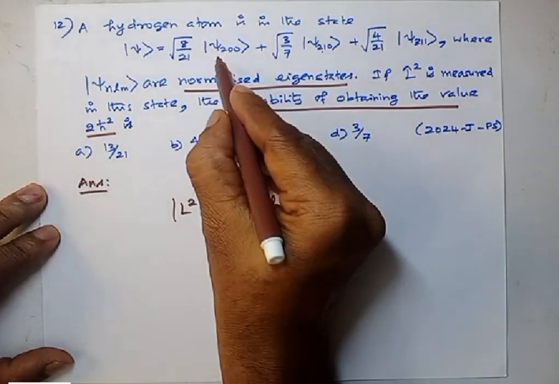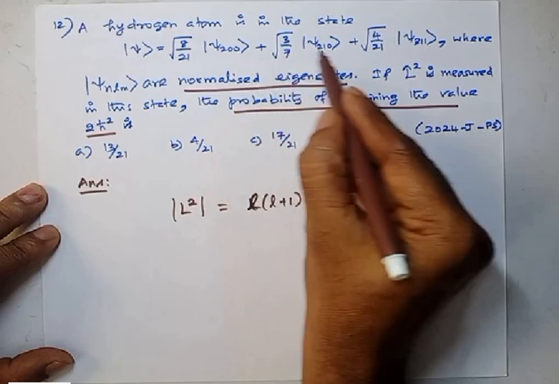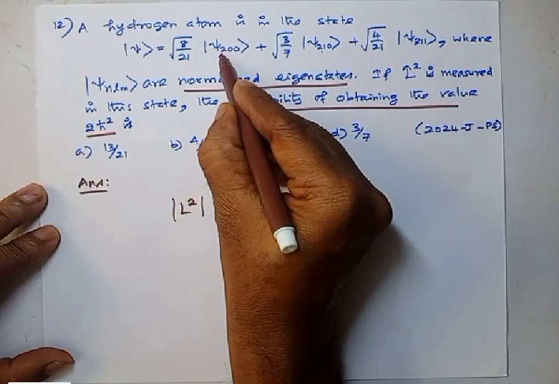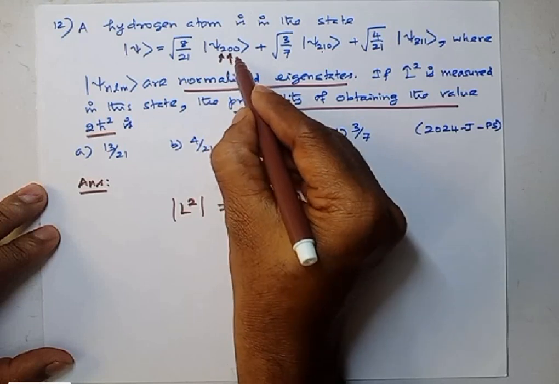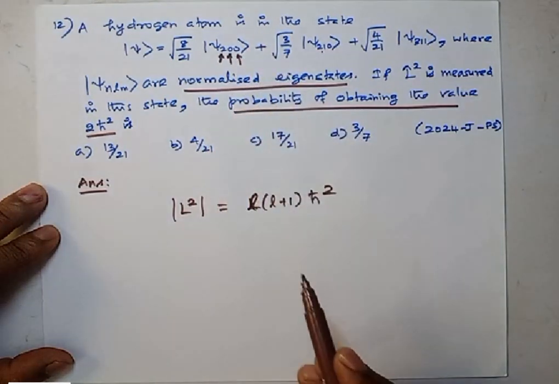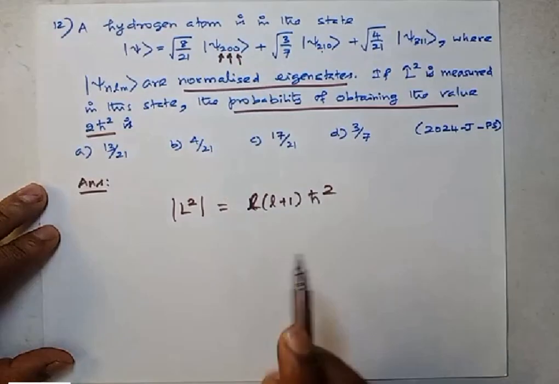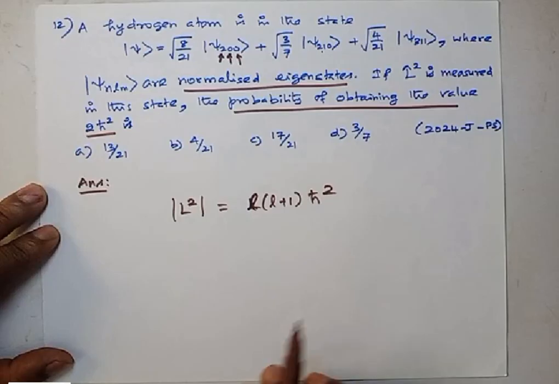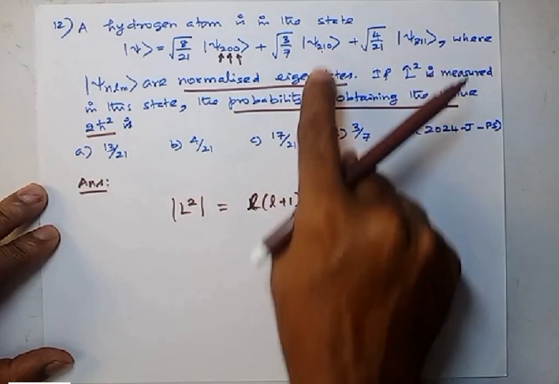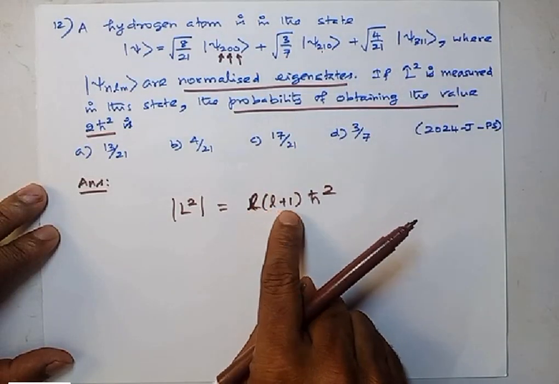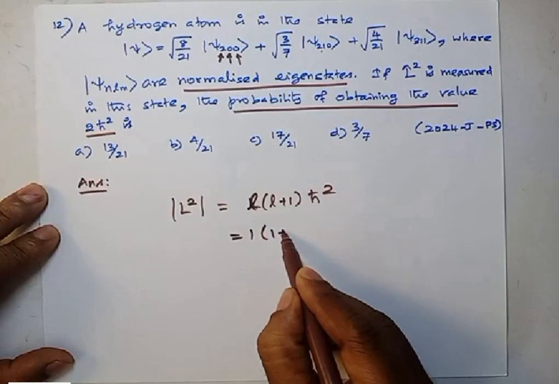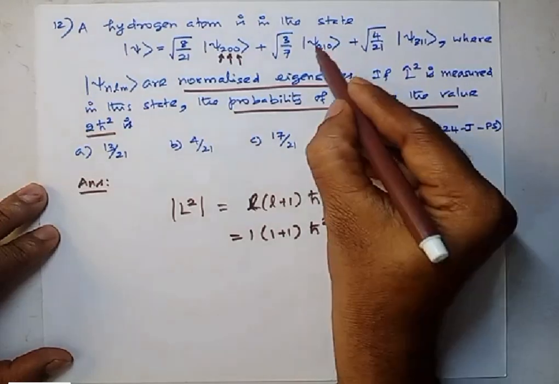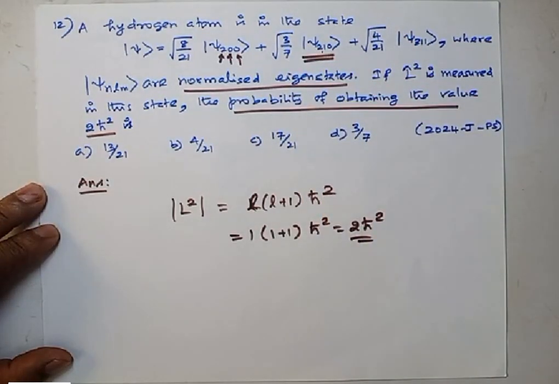Now we have three states given here: psi 200, psi 210, psi 311, where the first value corresponds to n, the second value corresponds to l, the third value corresponds to m. So here the l value is 0. If I put l equal to 0, I get the square of the angular momentum as 0. If I put l equal to 1, 1 into 1 plus 1, I'll get 2 h cross square. So this state will give me 2 h cross square.